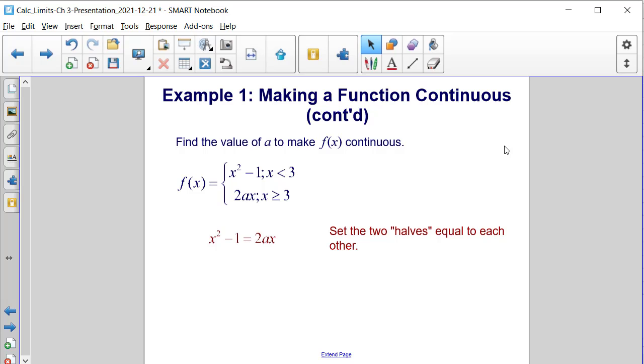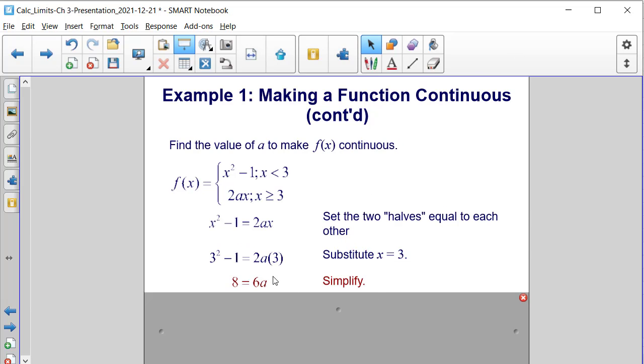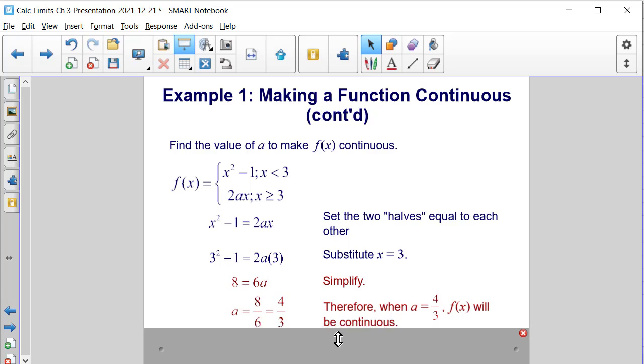So the first step in finding this a value is to set the two halves equal to one another. The next thing that we can do is substitute the x value of 3 in for x on both sides of the equation. Next, we can simplify and get 8 on the left and 6a on the right, and then we can divide both sides by 6 and reduce it to find the value of a. Therefore, when a is 4/3, f of x will be continuous.